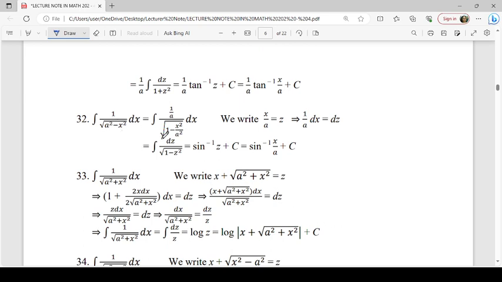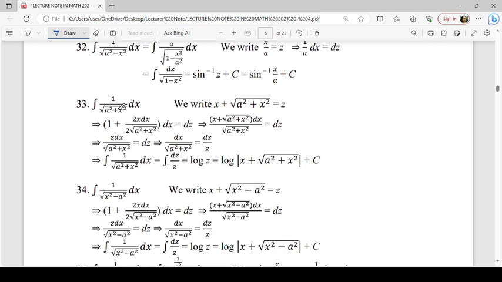This is from sine inverse function. So integration of 1 by root over a square minus x square, we are substituting x by a as z, 1 by a dx is equal to dz. So it is sine inverse z formula, sine inverse x by a. So this is also one standard result.